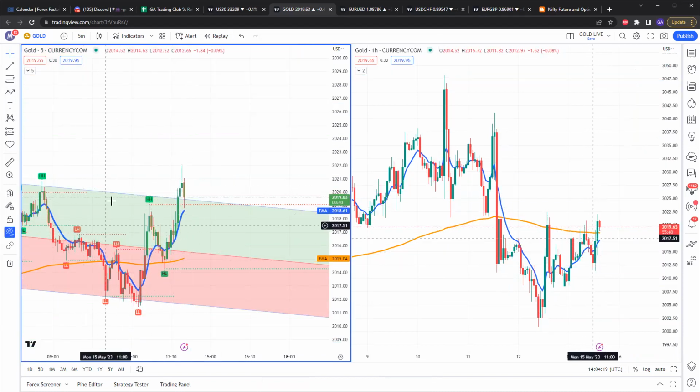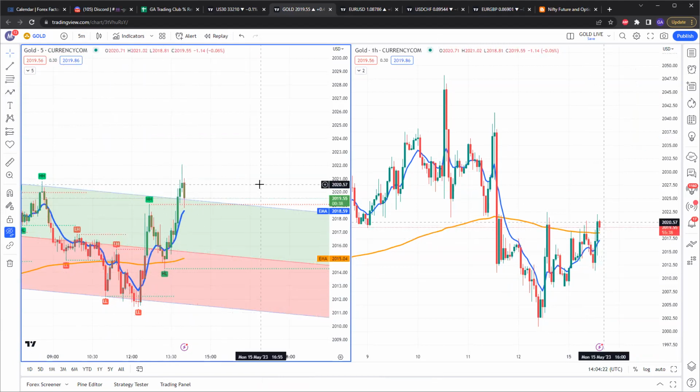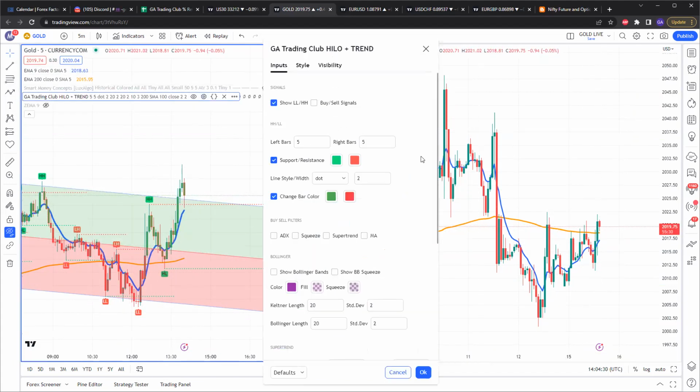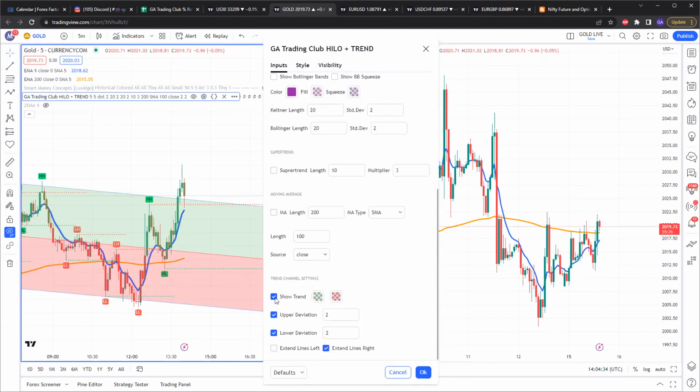Now, ideally, I would want both of these channels to be trending to the upside. However, that's not a deal breaker for me. I just want to know that I am in a buy zone right here. So I go back here, turn this off. Now, does the trade make sense to me? Yes. Is the buy valid?